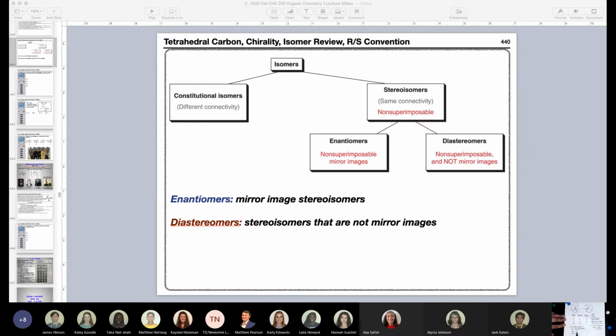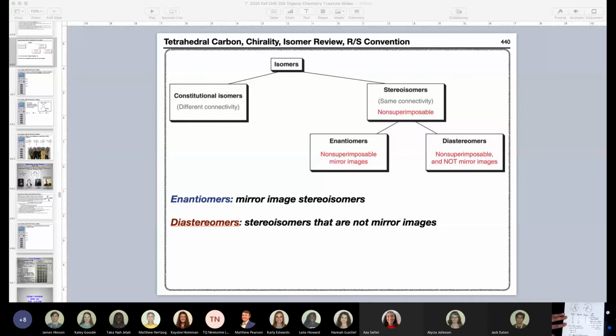So then basically, how do you use this information? You would stick it in front of the name. So we would say, you put these in parentheses, R, bromo, chloro, fluoro, methane. You would do the same thing for the S.